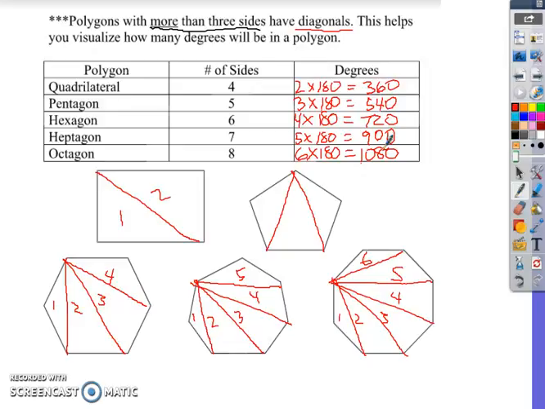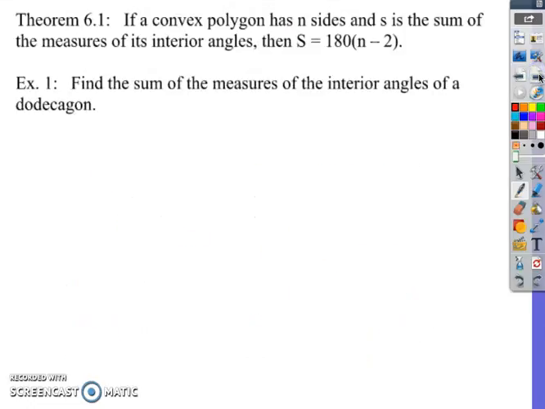And so, if you look, let's take a look. What did we end up doing every time? We ended up taking the number of sides and we reduced it by 2, right? We ended up multiplying by 8 minus 2, 7 minus 2, 6 minus 2, 5 minus 2, 4 minus 2, to get the number of triangles that we have. And so here ends up being our formula. S, which is the sum of the measures of the interior angles, is going to equal 180 times n, which is the number of sides, minus 2. That's our formula.